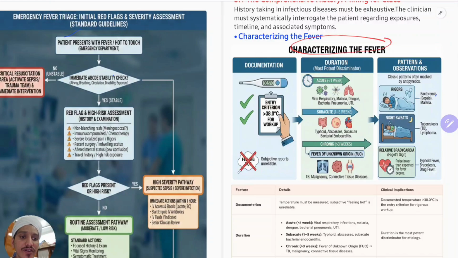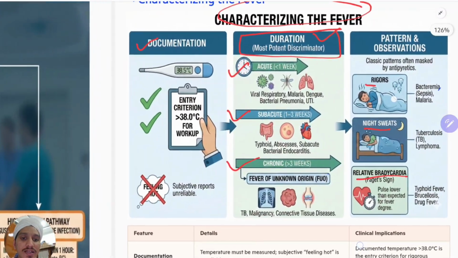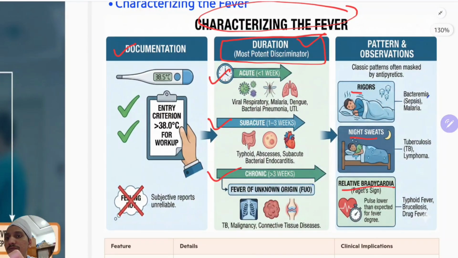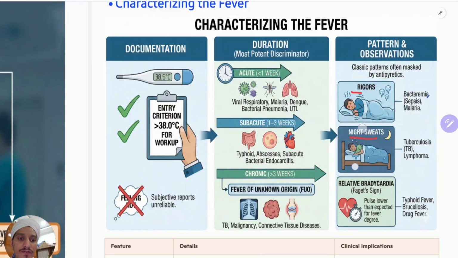In characterization of fever, you have 3 points. First, documentation, then duration, then pattern observation. In that, rigors, night sweats, and relative bradycardia. But the most important discriminative feature in characterization is duration of fever. Acute is less than 1 week, subacute 1 to 3 weeks, and chronic more than 3 weeks. So this was the first point, which is very important in order to know the etiology of fever.